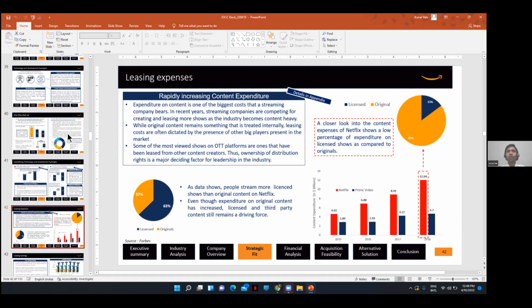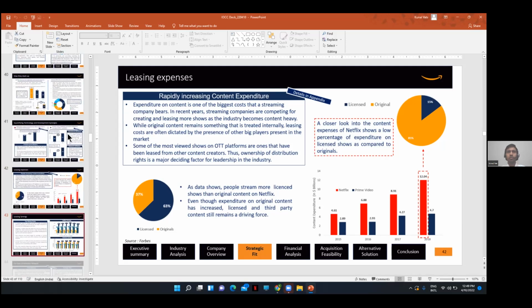And leasing costs are often, as I've written here, dictated by the presence of other big players. Because if you have bigger players in the market, they are going to charge you money for leasing out their content on your platform. If you have a lot of these players, they may charge you less. But if it is a monopoly, they'll obviously charge a lot. So that is something that needs to be seen and depends on the industry structure.